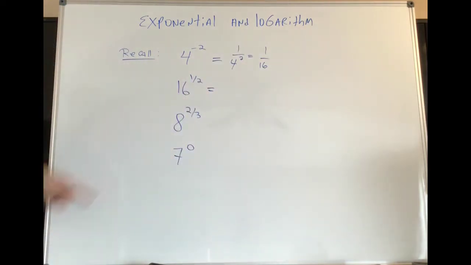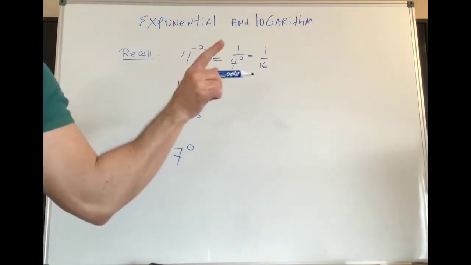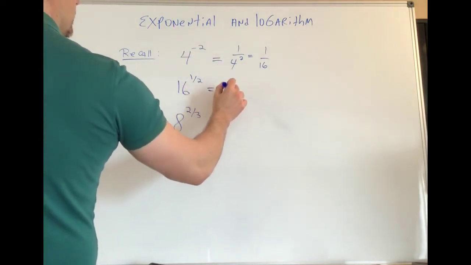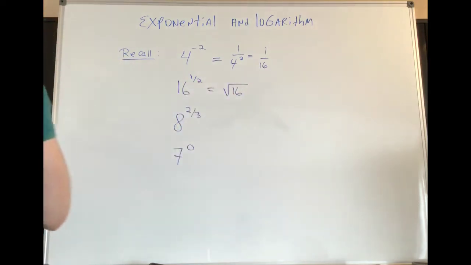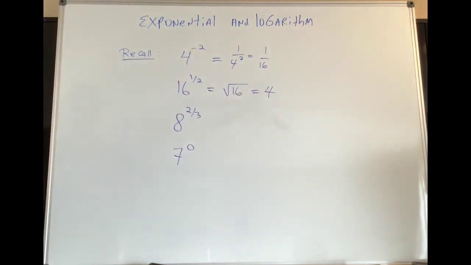Now, you may have forgotten what the half was. Remember, the bottom number is a root. We did this a while ago, but we did do it. So this is the square root. The square root of 16 is 4.